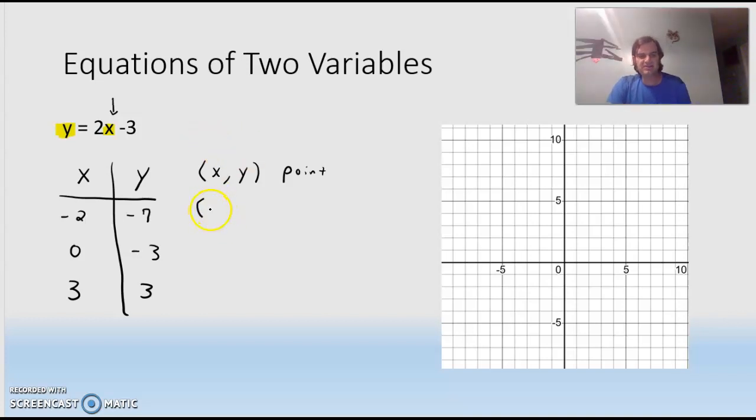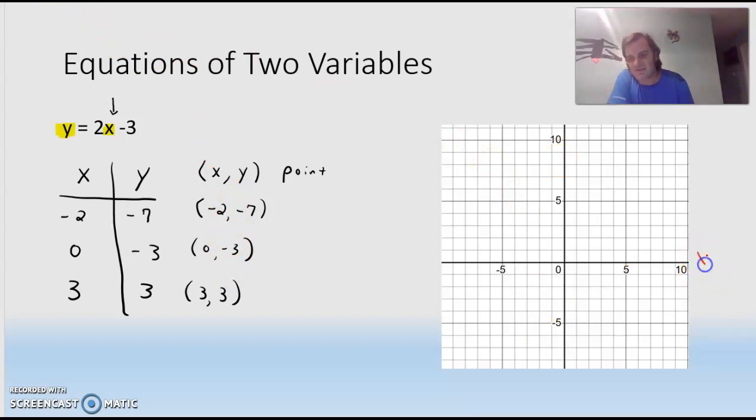So in all of these, I can write them as a point. Parentheses, negative 2, comma, negative 7, close parentheses. Parentheses, 0, negative 3, end parentheses. Parentheses, 3, 3, end parentheses. So I have x and y values. What I'm going to do is come over to this x and y graph over here.